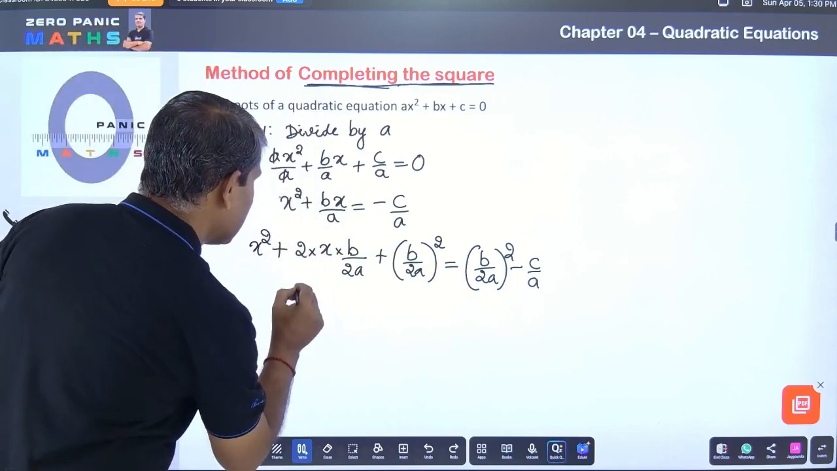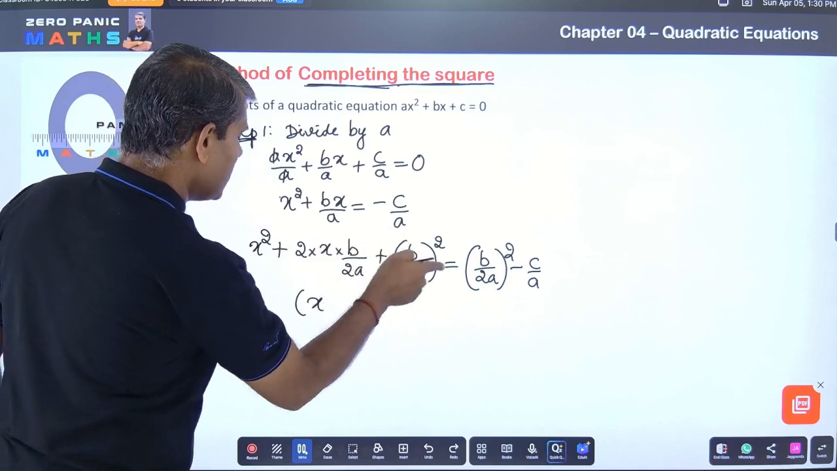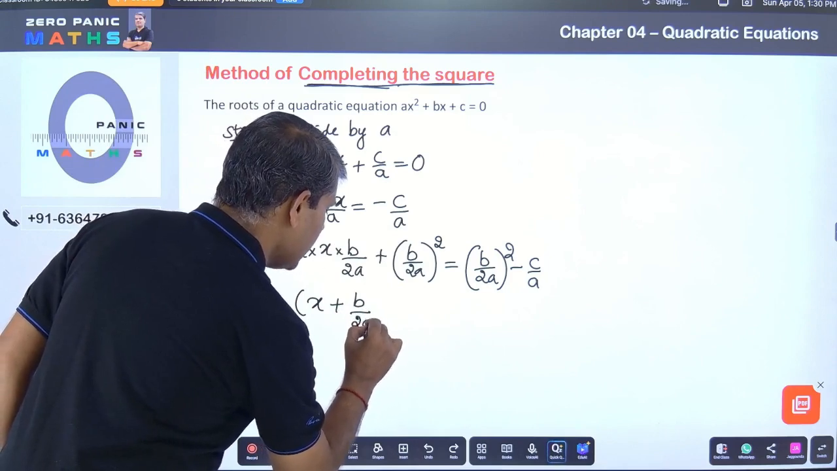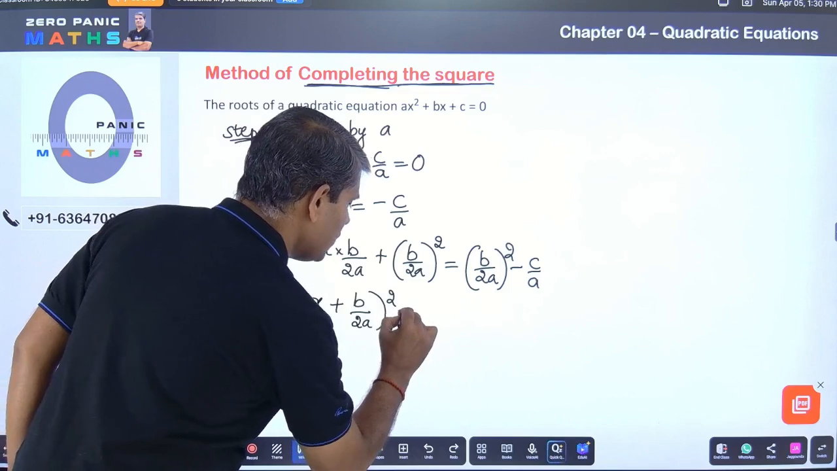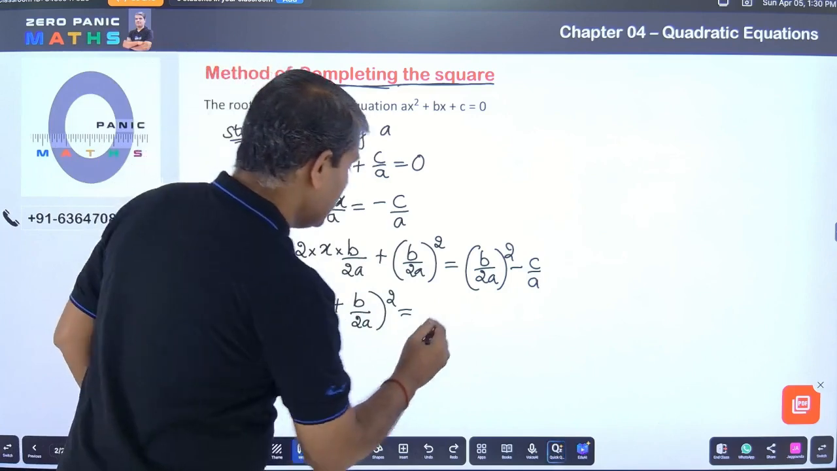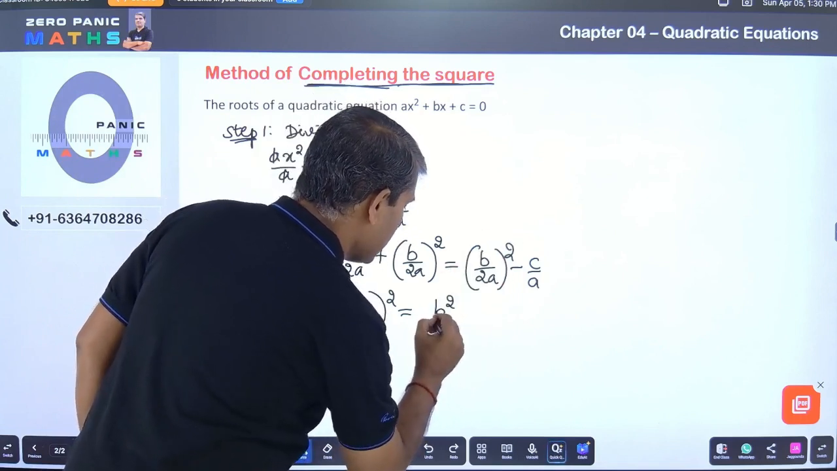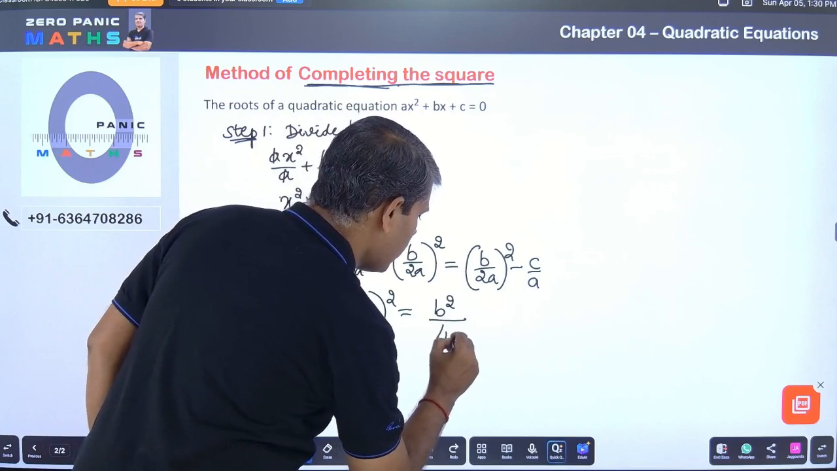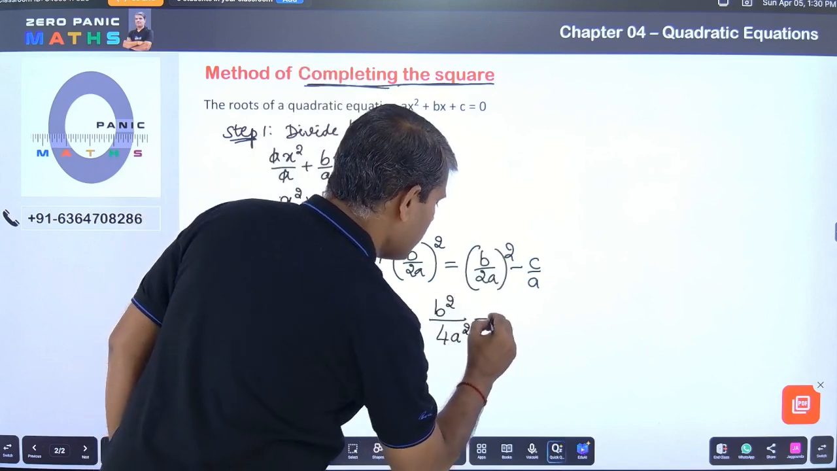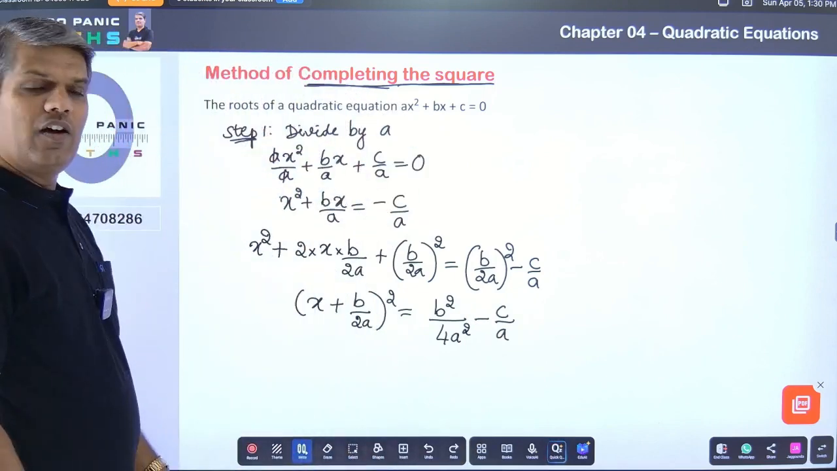What is that? x plus, what is this? a square plus 2ab plus b square is a plus b whole square. What is b? b by 2a is my b. So it is x plus b by 2a whole square. Right. So let me write b square divided by 4a square. Square of 2 is 4, square of a is a square, minus c by a.